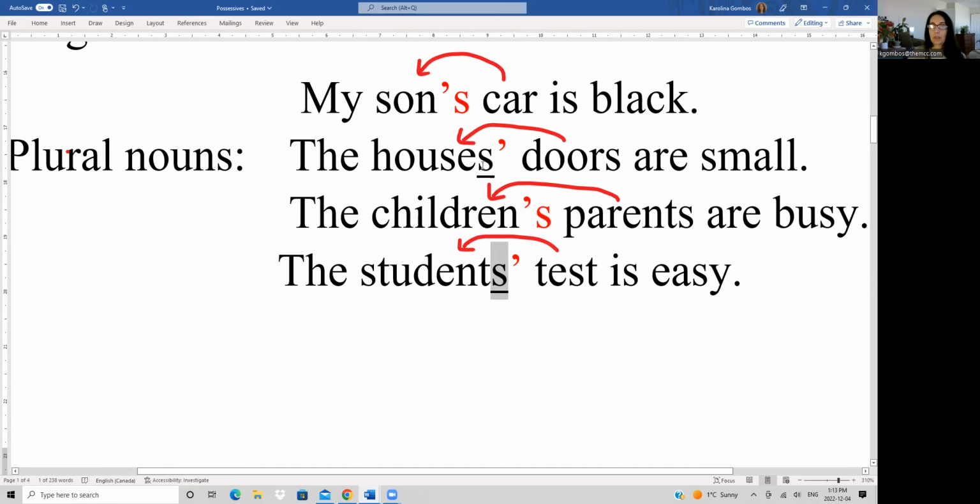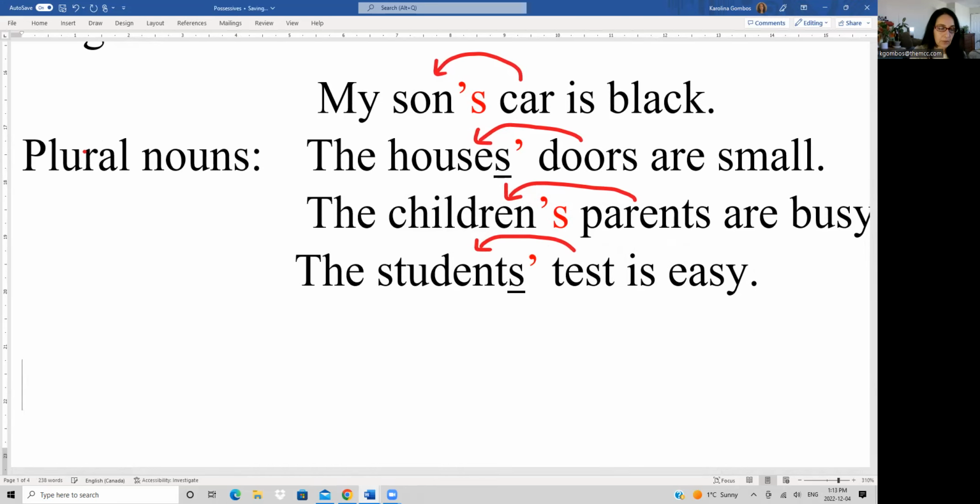So remember, when you have an S at the end of the noun, you just put an apostrophe. When you don't have an S at the end of the plural noun or singular noun, then you put apostrophe S. Okay, my son is just one son. My son, apostrophe S, my son's car. The student's test. Okay, let's do a couple more together.